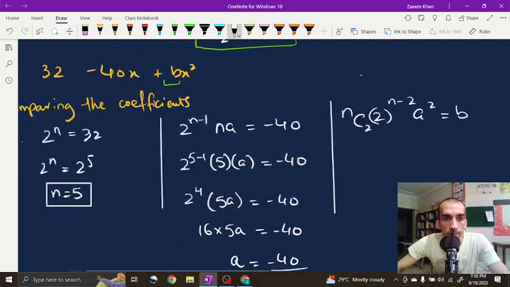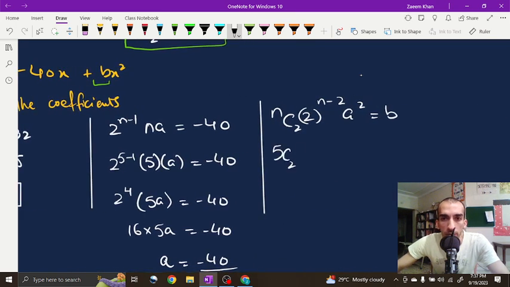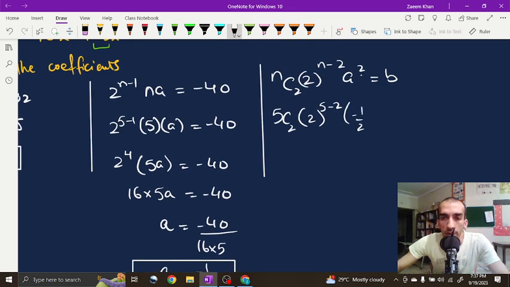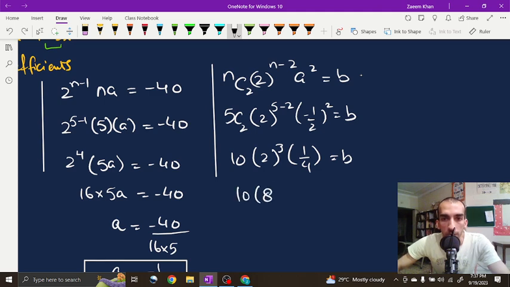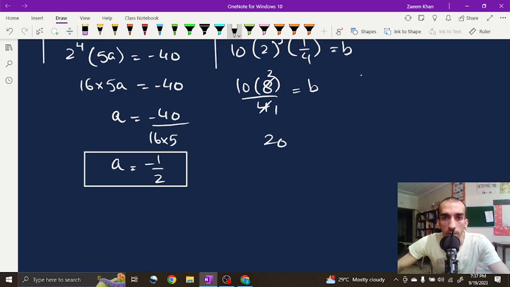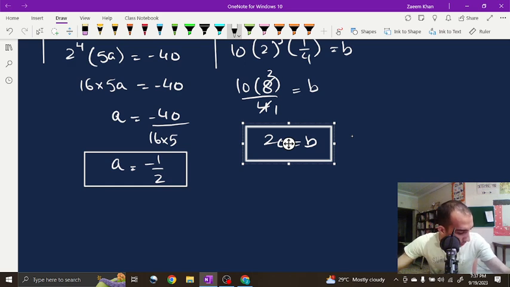Now what was the value of n? 5C2, 2 raised to the power 5 minus 2. What was a? Negative half. Negative half squared is equal to b. 5C2 is 10 if I'm not wrong. 2 raised to power 3, and negative 1 squared is going to be 1 over 4, is equal to b. So 10, this becomes 8, and we divide by 4. The value of b comes out to be 20. Is that the final answer? Yes. Here you go. We have the value of n, a and b, and that's the final answer.